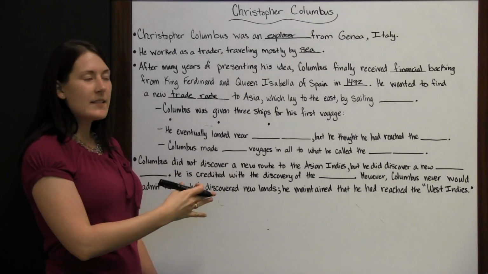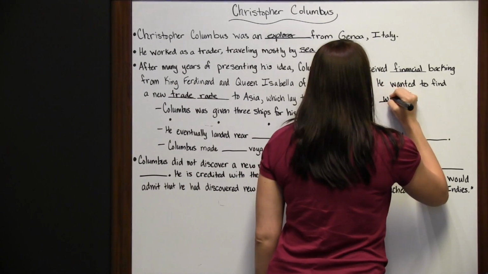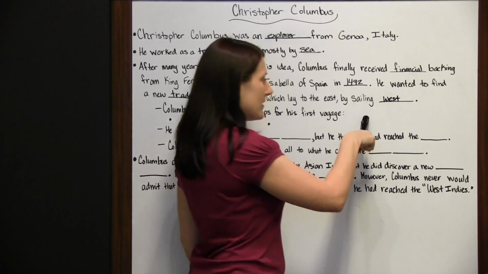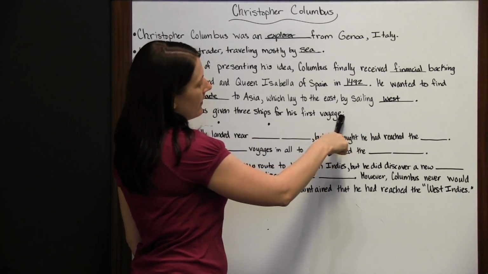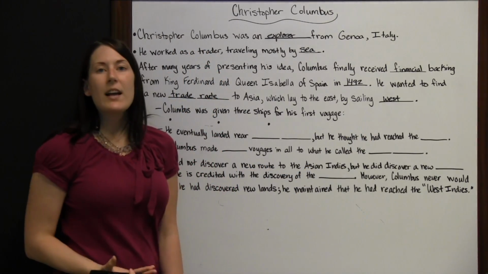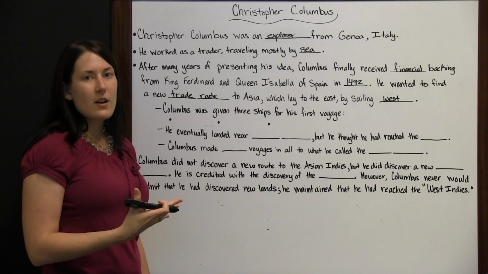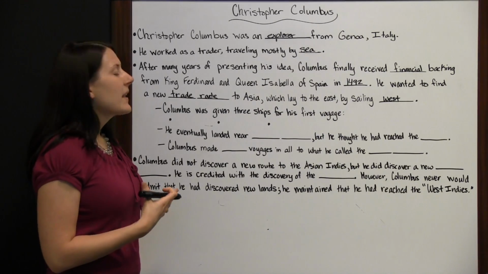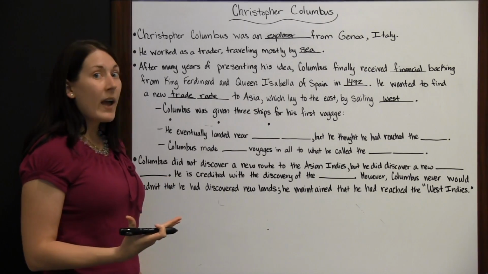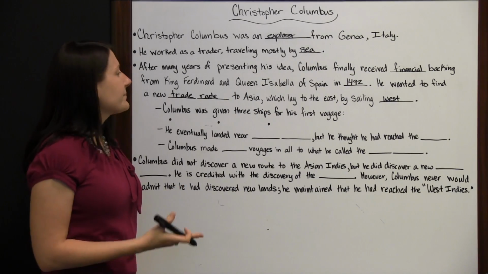So Asia lay to the east of them, but he wanted to get there by sailing west. He thought if he started here, and went far enough this way, he'd circle back around and hit here. And he would have been right, except that America was in the way. You had two continents, North and South America, that were not going to go away. So his plan didn't work out quite like he thought it was going to.